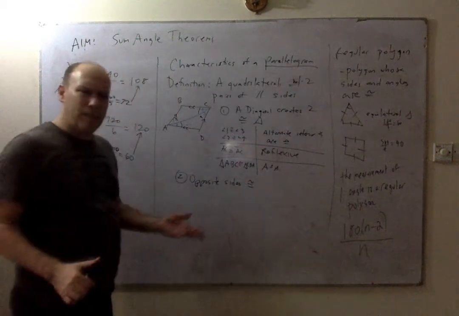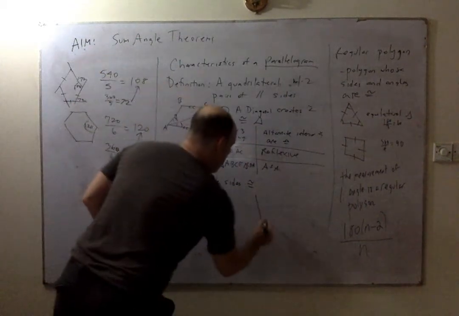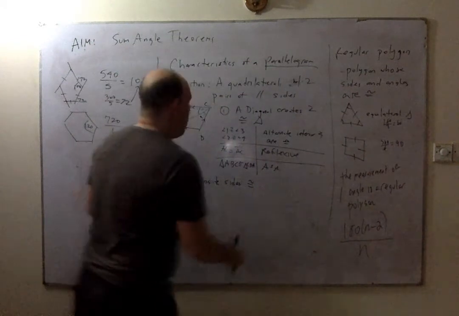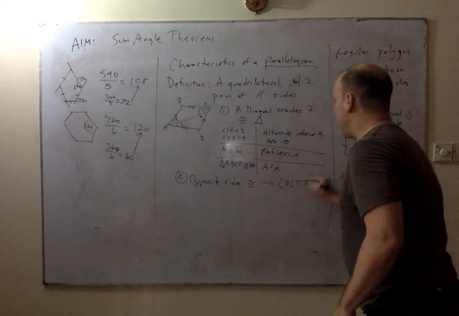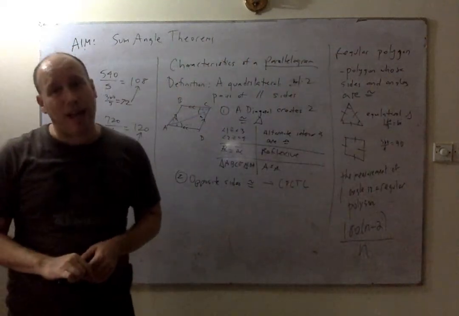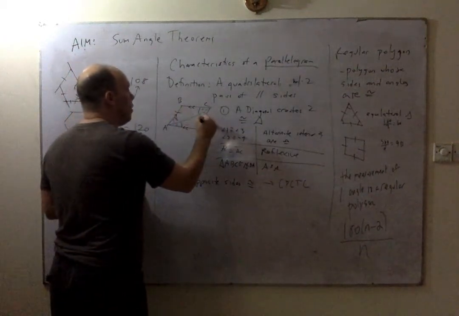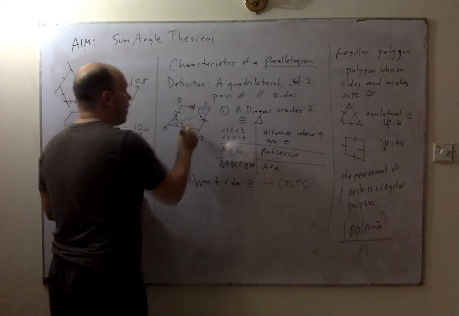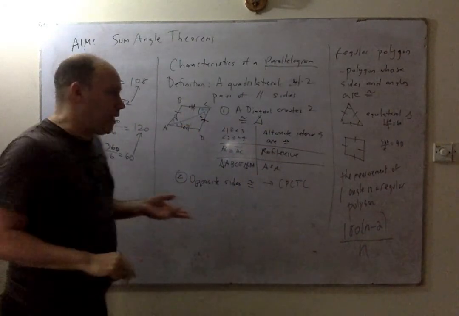Well, how do we know opposite sides are congruent? Well, it's easy. We can see, therefore, from CPCTC. So we know another characteristic of a parallelogram, which you just proved, is the opposite sides. Not only are they parallel, they're congruent. Now, what else can we use with CPCTC?